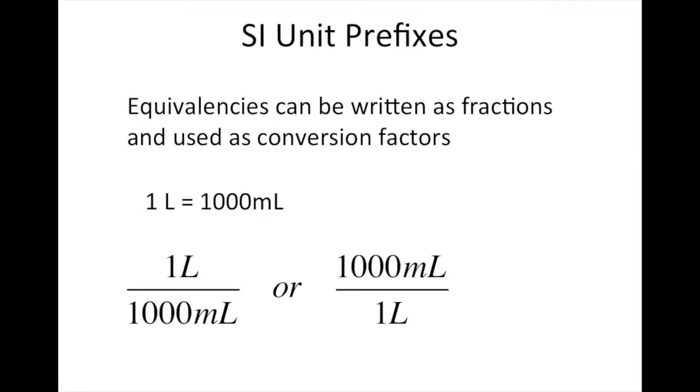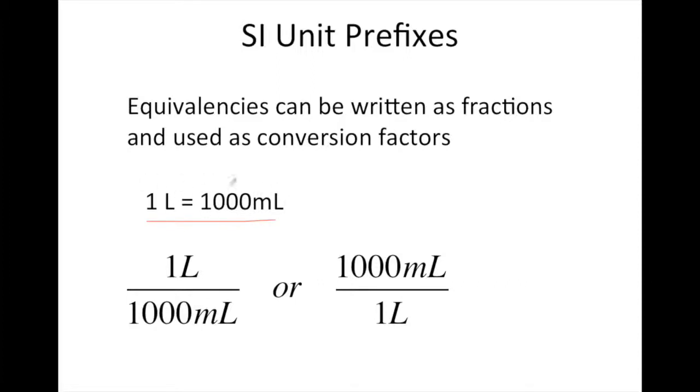Now, one other thing about these SI unit prefixes, we can express them as equivalencies. So an equivalency would be something like this. 1 liter is equal to 1,000 milliliters, right? So that's true. We showed you that previously, that the prefix milli is a thousandth of something. And so 1 liter is 1,000 milliliters. So these two are equivalent to each other.